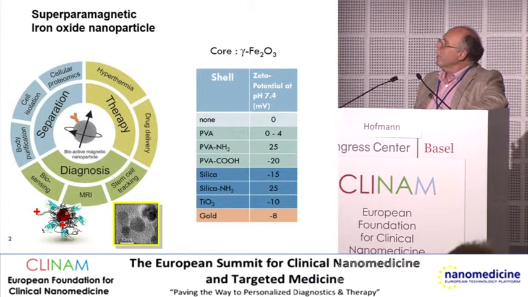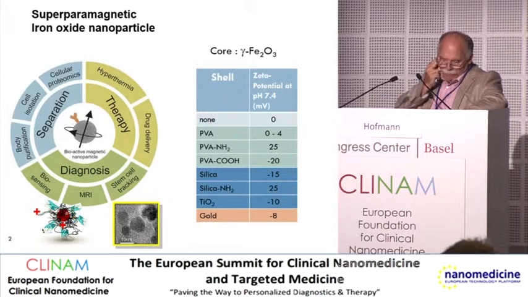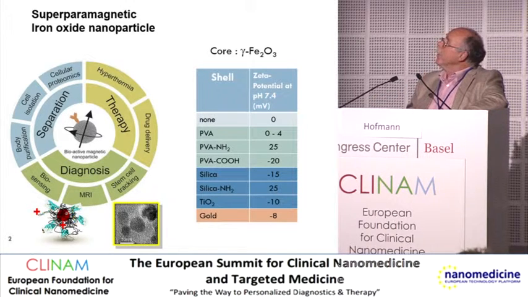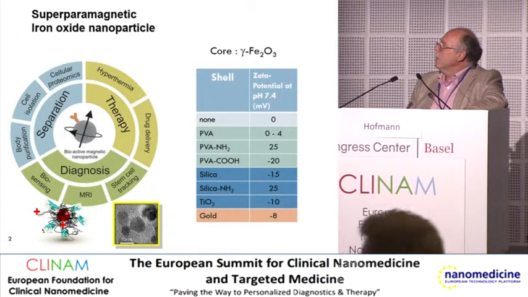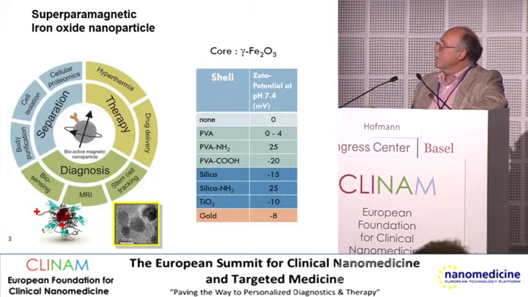So what we have done during the last 5 or more years is that we are working with iron oxide, the core particle, Fe2O3, and we now have different shells on the particles. We have organic ones, PVA, polyvinyl alcohol, with positive functional groups or negative functional groups, or we have inorganic coatings: silica with amino groups, titania, and gold on the shell.